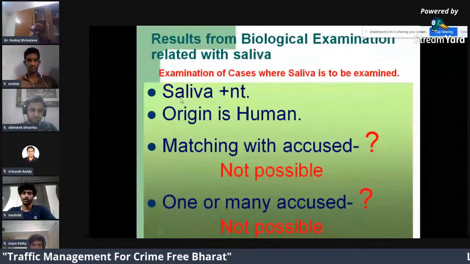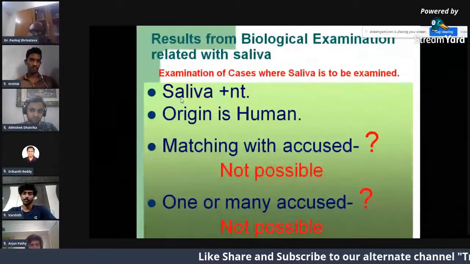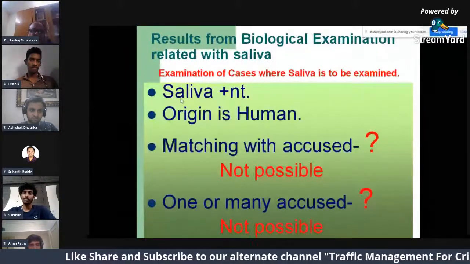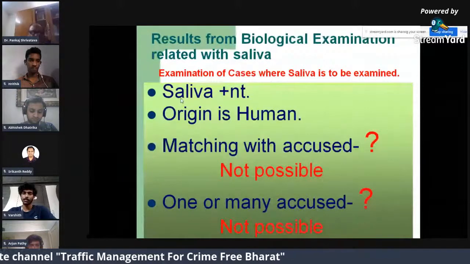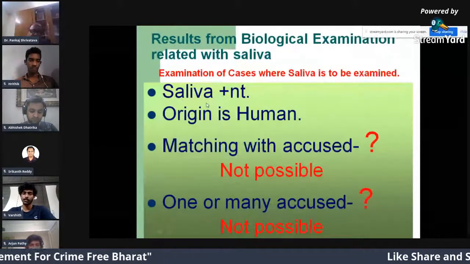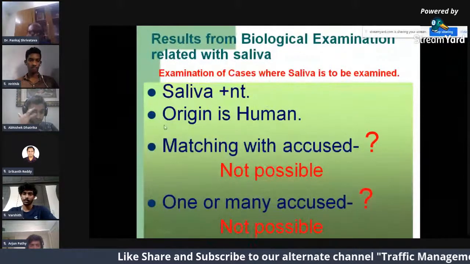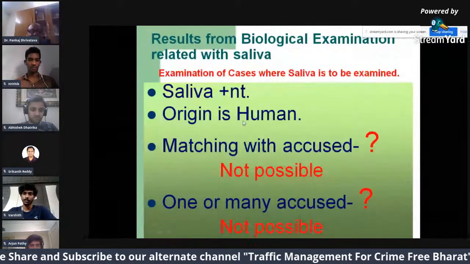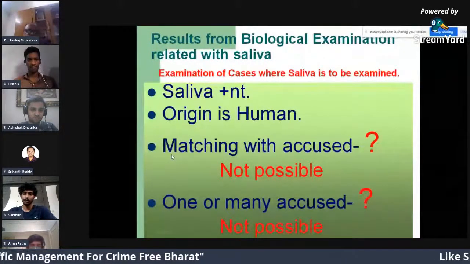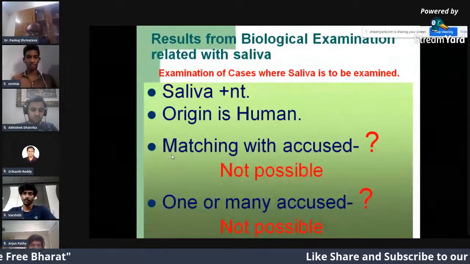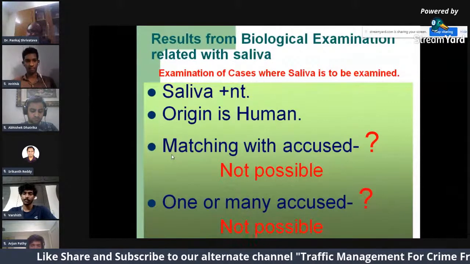Like, somewhere someone has smoked a cigarette and thrown it away, or someone has chewed gum and thrown it away, or someone has eaten paan and spat somewhere, and we want to establish to whom this particular biological material belongs. So for that purpose this saliva examination is done. In this case the presence of saliva is detected and then the origin is deciphered by biological examination. But if you want to point out a person to whom this particular saliva material belongs, you won't be having any answer.